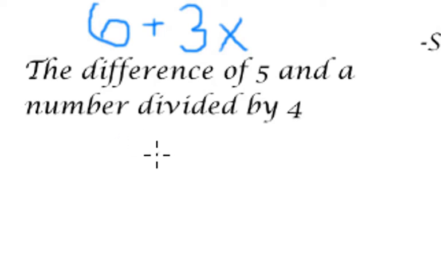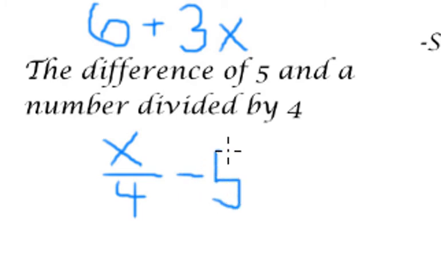The last one, we look at the difference of 5 and a number divided by 4. So the difference of 5 and a number. Since the number is written second, we have to look at the number being divided by 4 as the one that can be written first. The difference between 5 and a number divided by 4, x over 4 minus 5. The difference will signify subtraction.